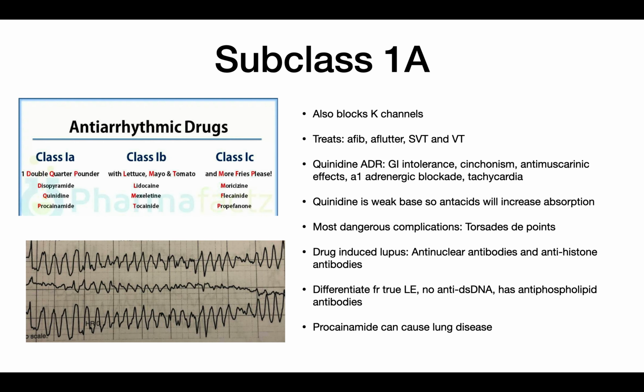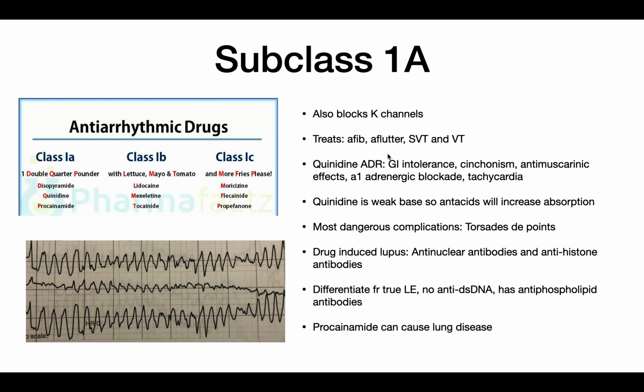Okay, so subclass 1A, double quarter pounder: disopyramide, quinidine, and procainamide. I really recommend just saying these names again and again until you remember them. They also block the potassium channels, and they treat atrial fibrillation, flutter, supraventricular tachycardia, and ventricular tachycardia. Ventricular tachycardia is very dangerous because the patient can die from cardiac arrest very quickly.